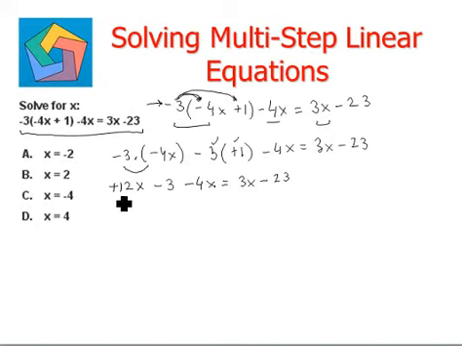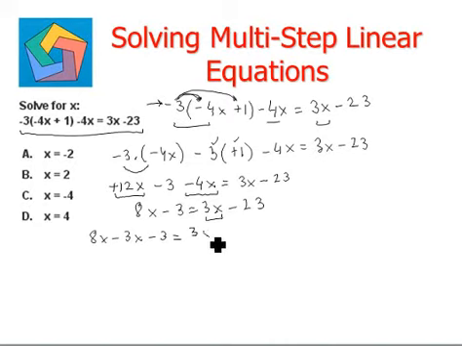Now we'll club the like terms together. 12x minus 4x is 8x. Minus 3 equals 3x minus 23. Now we'll move the 3x to the left hand side. For that we will be subtracting 3x from both sides. Then this 3x will be reduced to 0. 8x minus 3x is 5x. Minus 3 equals negative 23.